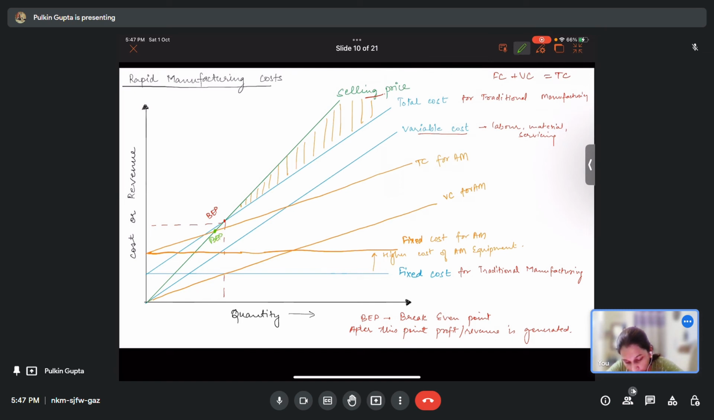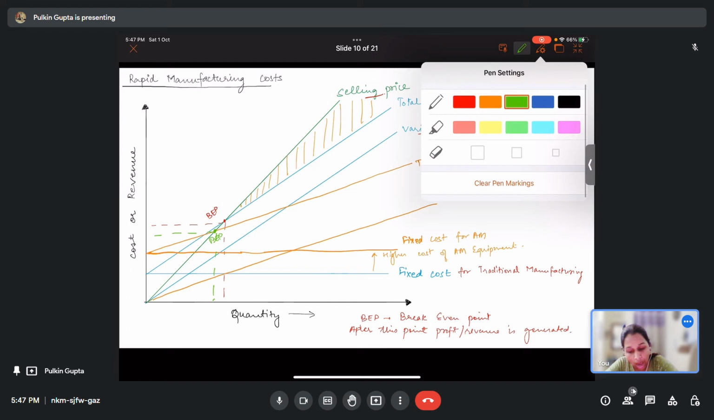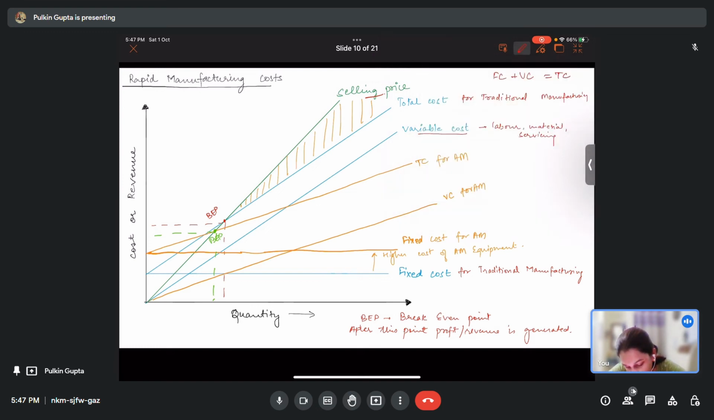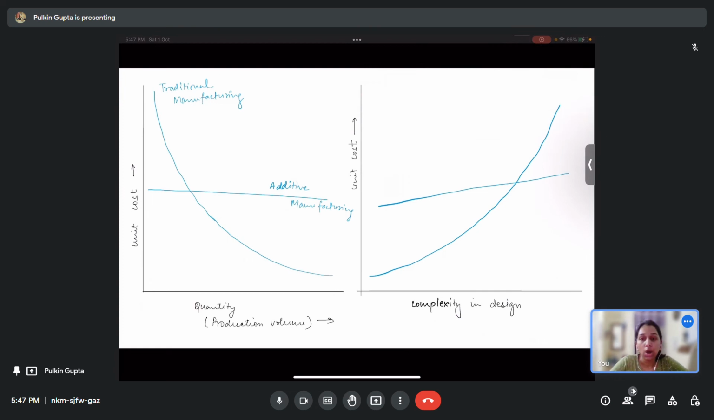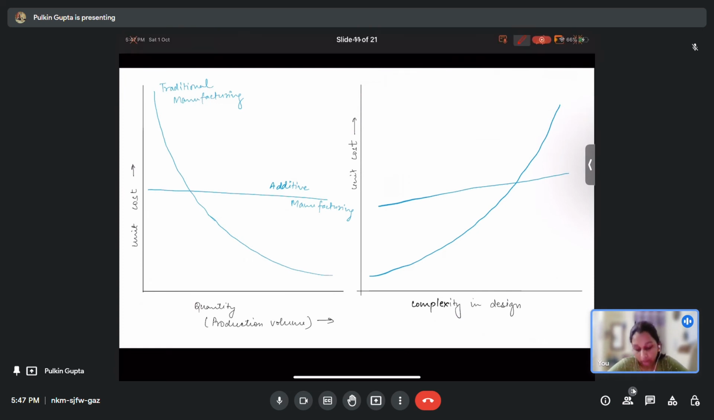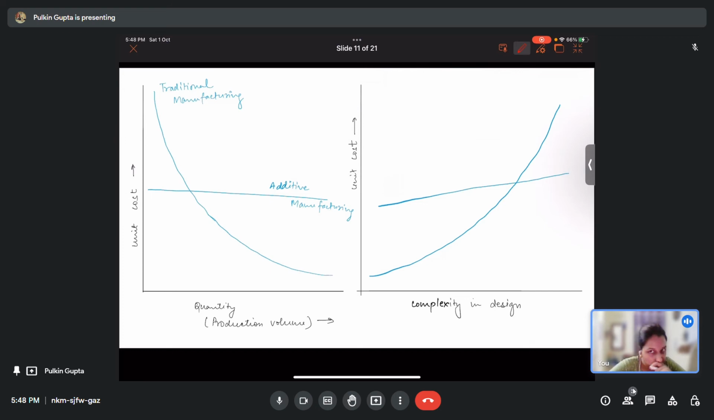So what is there? You will start to generate revenue earlier, and your revenue will be higher in amount as well. So this is your revenue because of additive manufacturing. Okay, so this is how the costs are affected with the introduction of additive manufacturing. Now let us take into account some more features: how it is affected by the production volume.